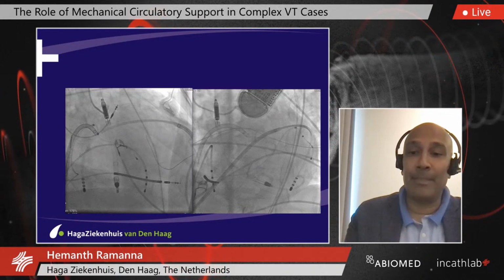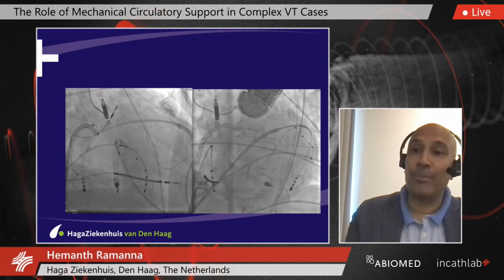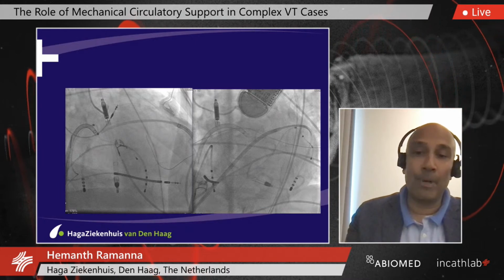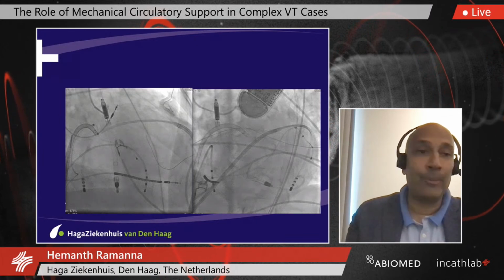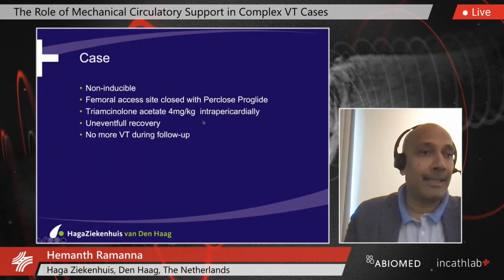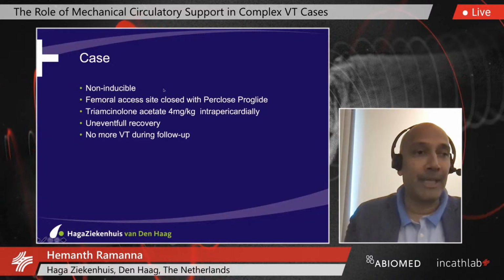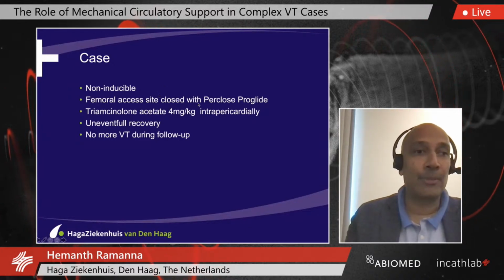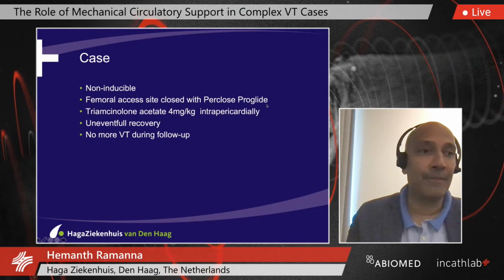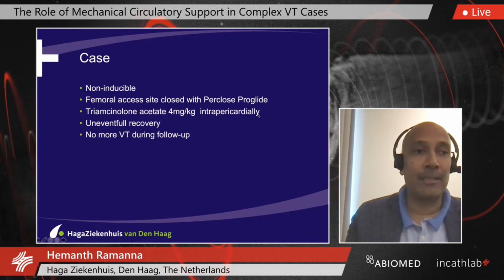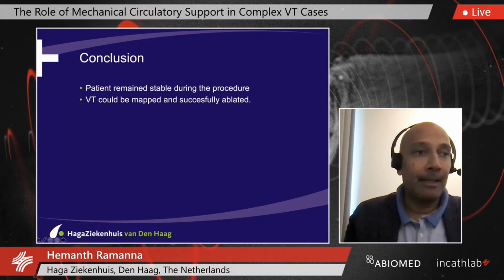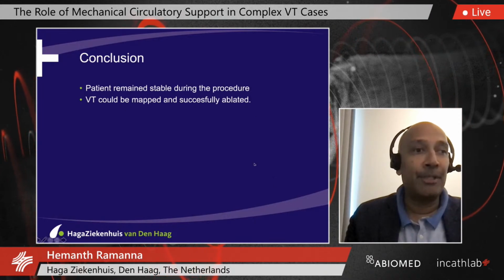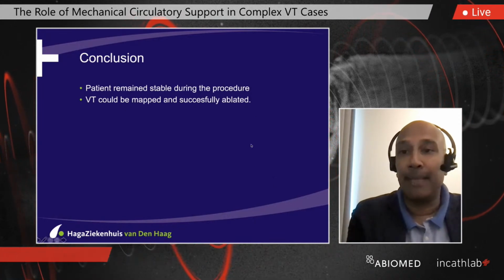And ever since, the patient has been VT free, and he's been doing really well. He's now monitored by the heart failure department and by the device department, and he's doing really well. So in this case, the VT was rendered non-inducible. The femoral access site was closed using a suture-mediated closure device. He was given triamcinolone acetate intrapericardially, and he made an uneventful recovery, no VT. So he remained stable during the procedure, and the VT could be successfully ablated.